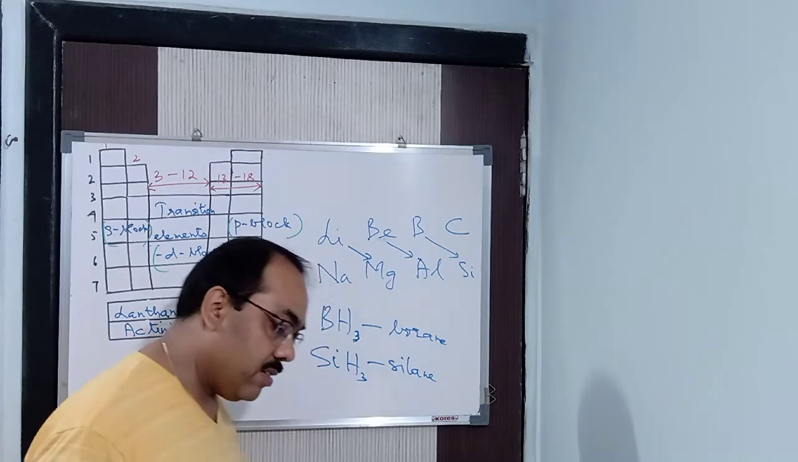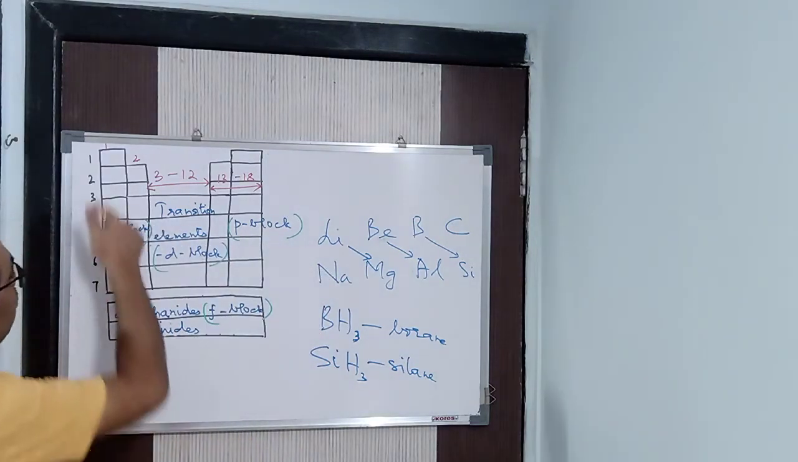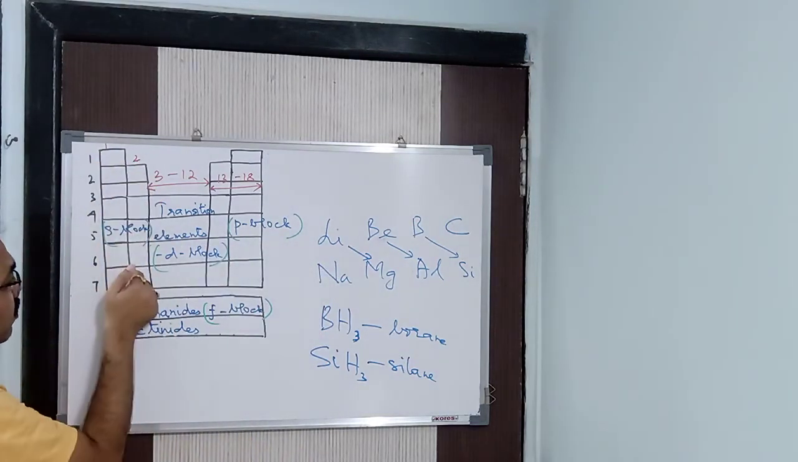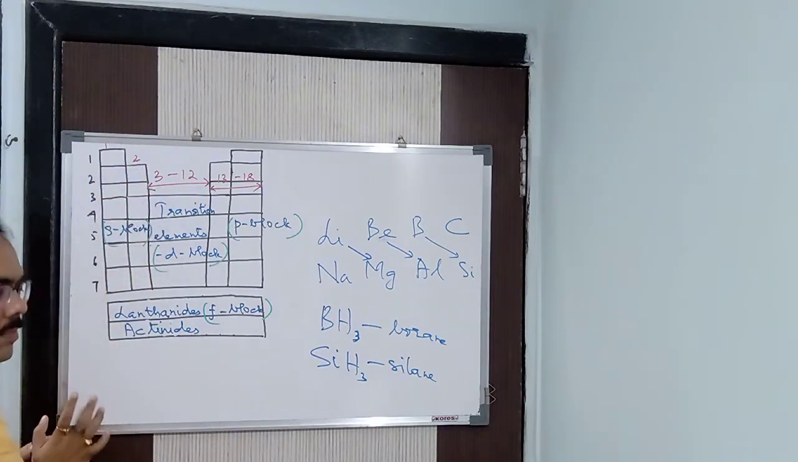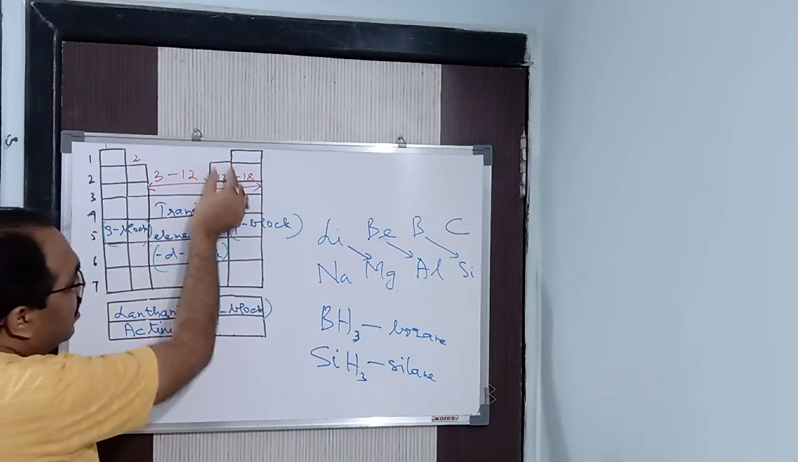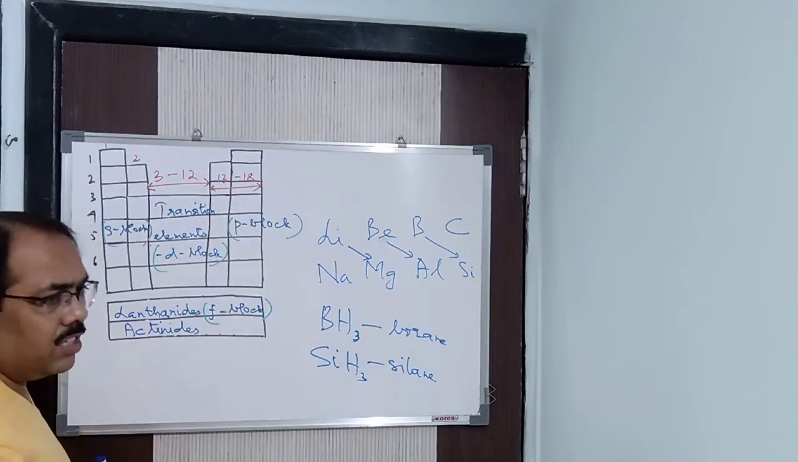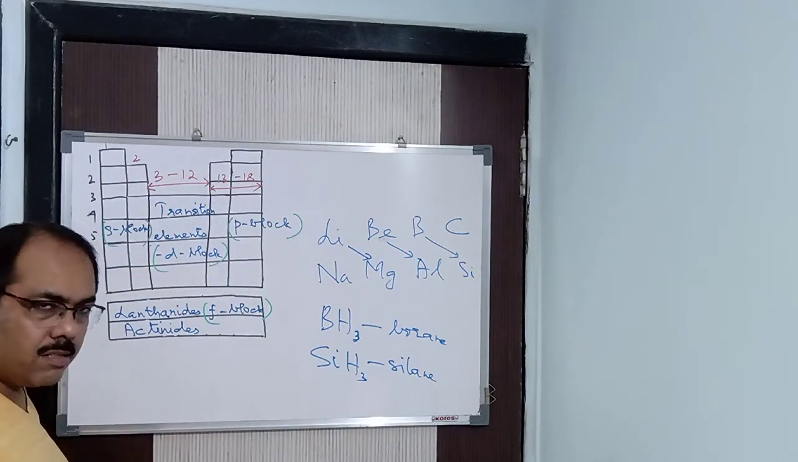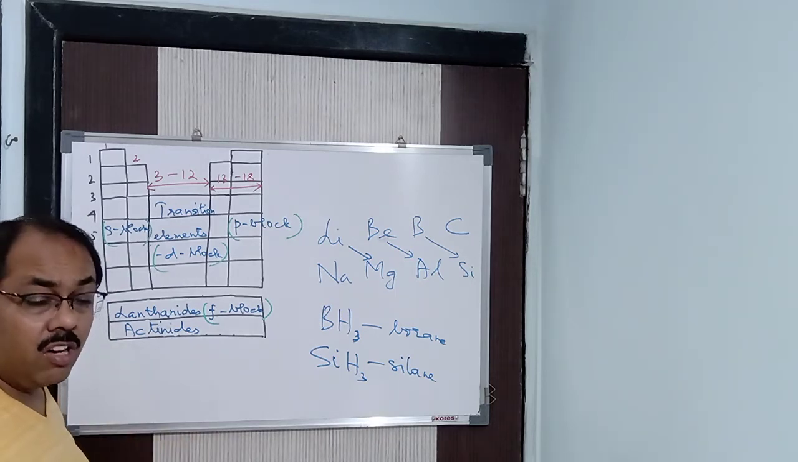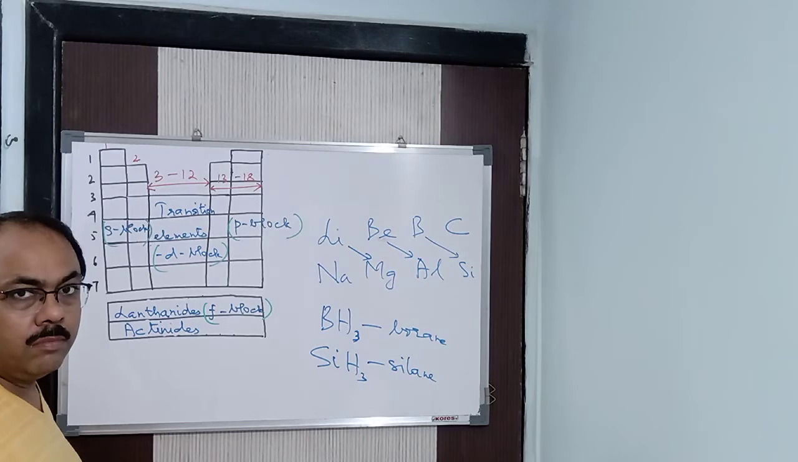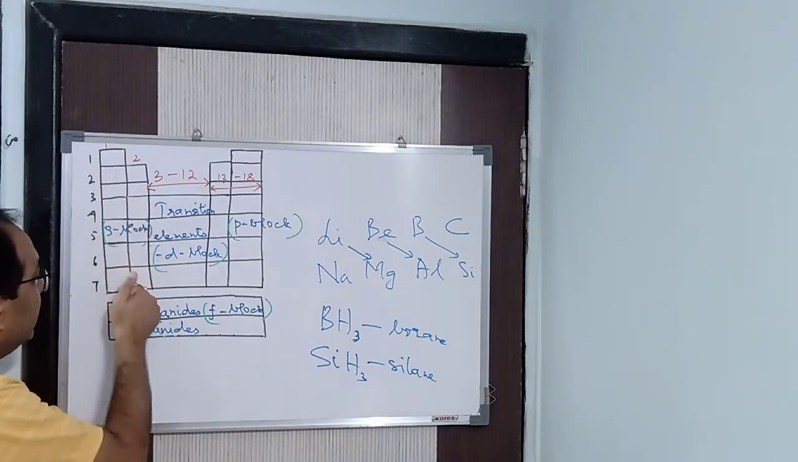Now, next is when you come down the group, in case of group 1 and group 2 elements, I said they are metals. So metallic character increases. And in case of group 17, 16 and these elements, the non-metallic character decreases. Listen carefully. Non-metallic character decreases, but when you come down the group, the metallic character increases.